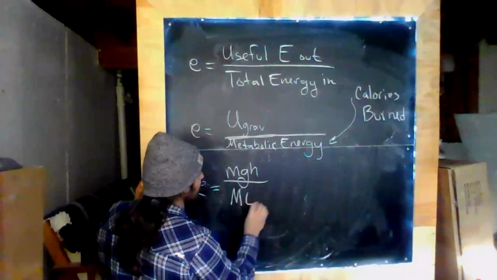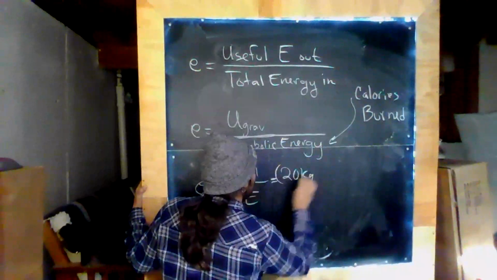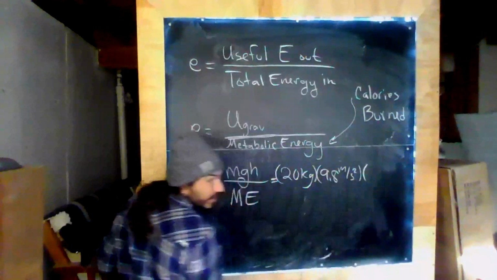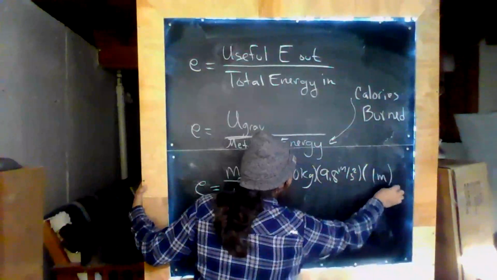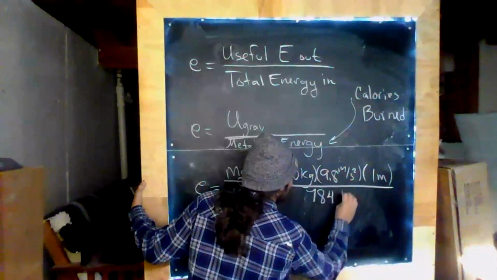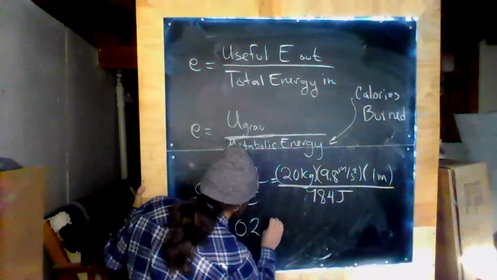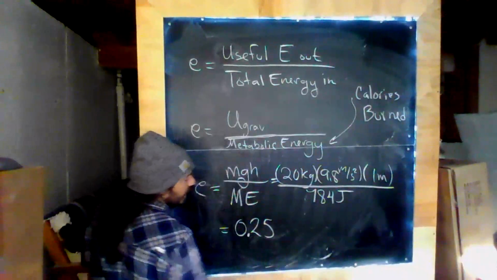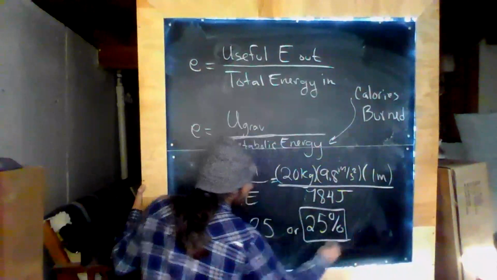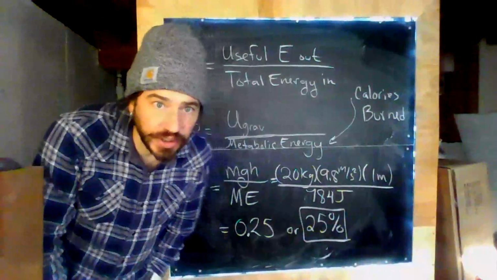So, looking at this then, we have efficiency equals mgh over metabolic energy. And so what's the mass? It's a 20 kilogram mass. How high did I lift it? 9.8, sorry. How high did I lift it? 1 meter. And divided by 784 joules. And when we run this, we get 0.25. Or 25%. So 25% efficient.